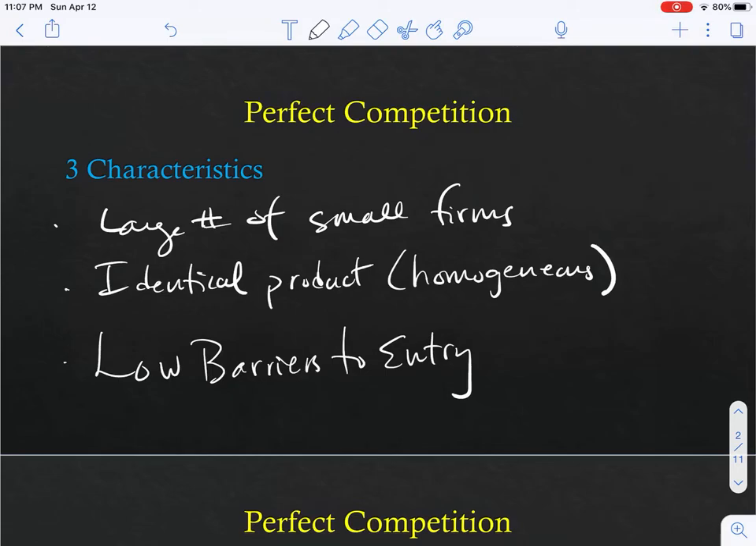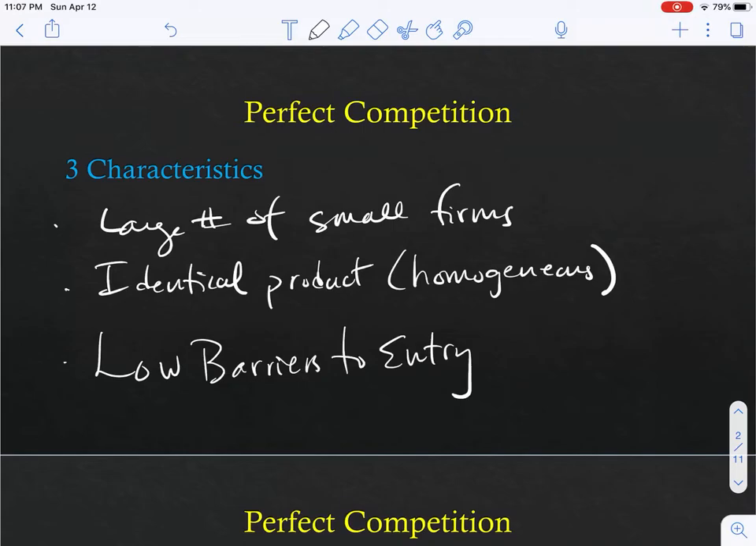Nothing especially difficult, nothing unusually challenging about getting into this particular industry. Starting any business involves risk and takes some capital, and it's not easy. But perfect competition has very low barriers to entry. If you're willing to take on some risk, it's the sort of thing that most anybody could get into if they wanted to.